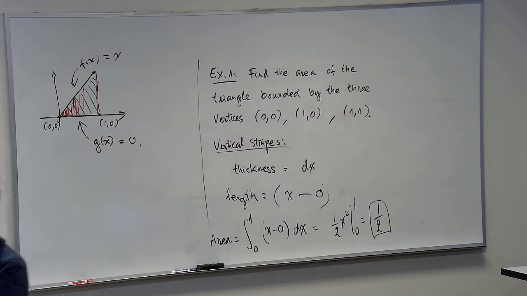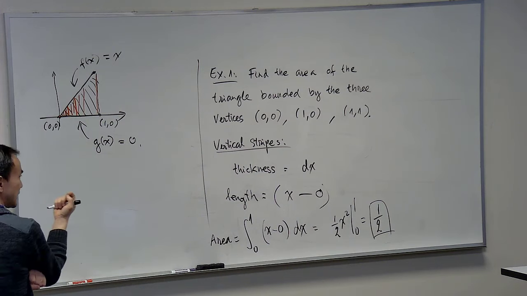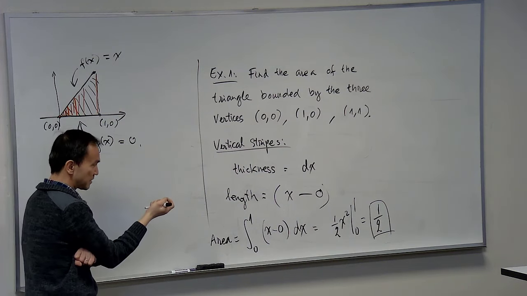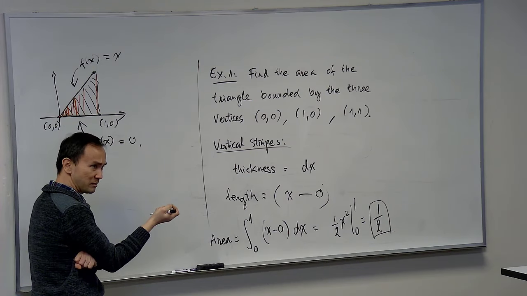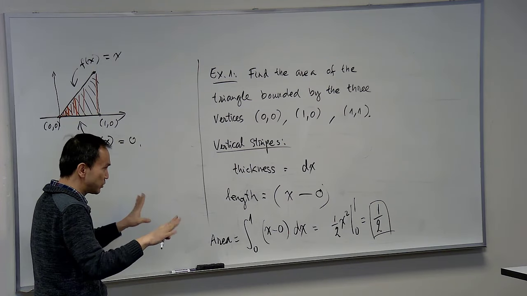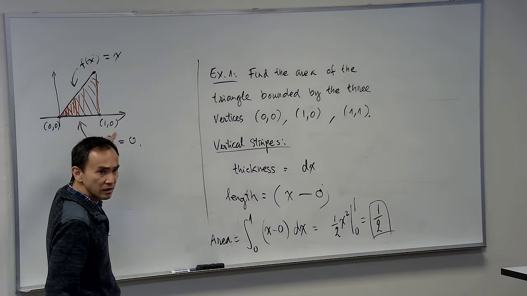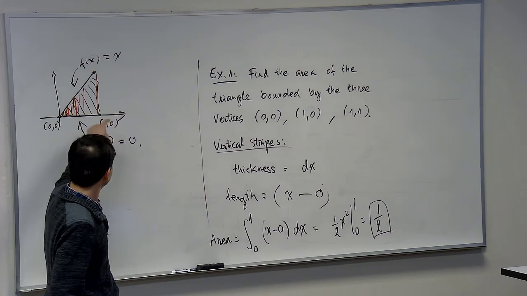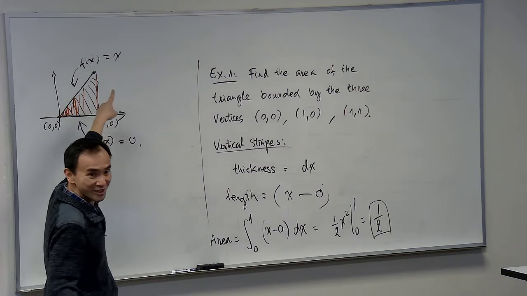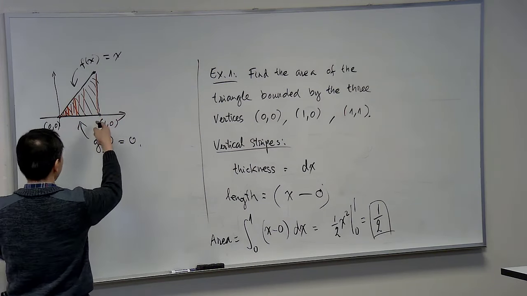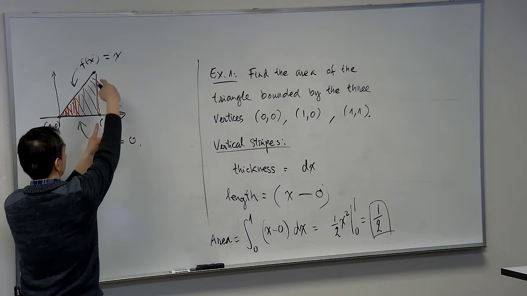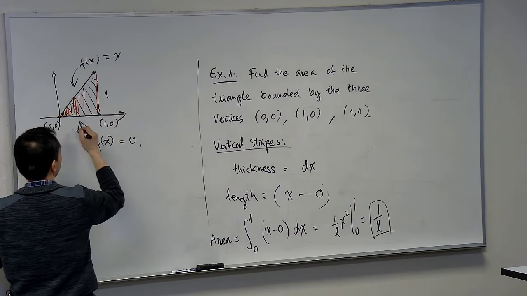So the answer with the fundamental theorem of calculus is easy. But then let's see if it makes sense with what we used to know before calculus. I mean, we don't have to wait until calculus to know the area of this triangle. What kind of triangle is this? Isosceles. Yeah, an isosceles triangle. And isosceles means it's got two equal sides here. What length is this? 1, length 1.